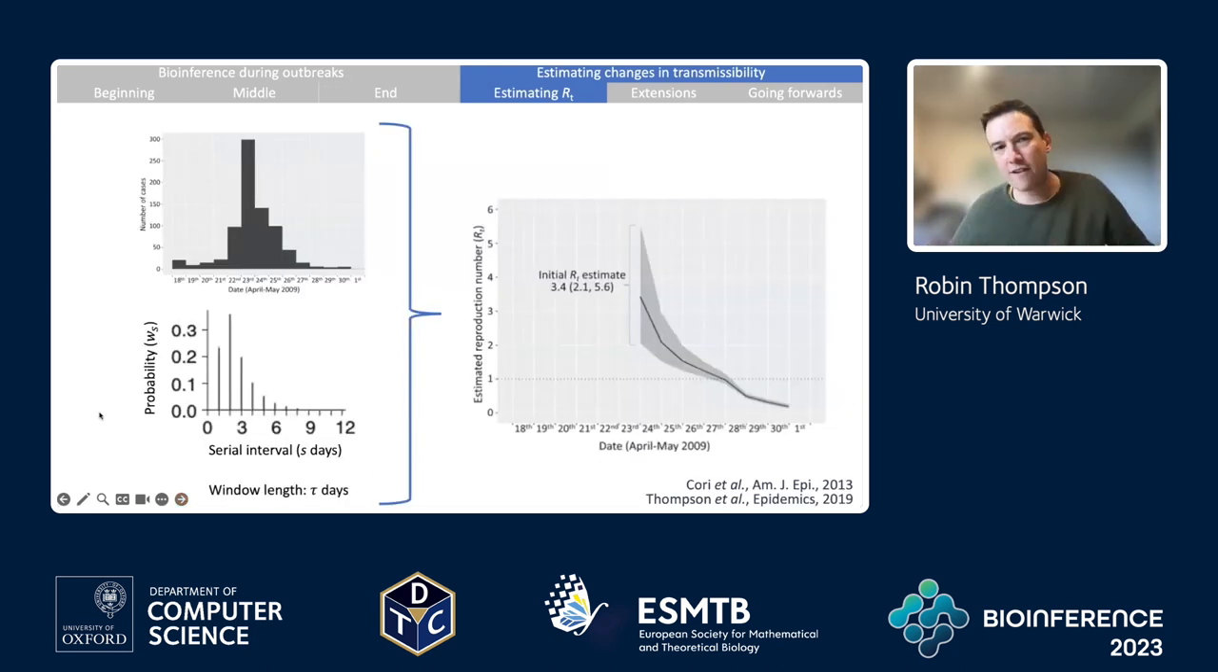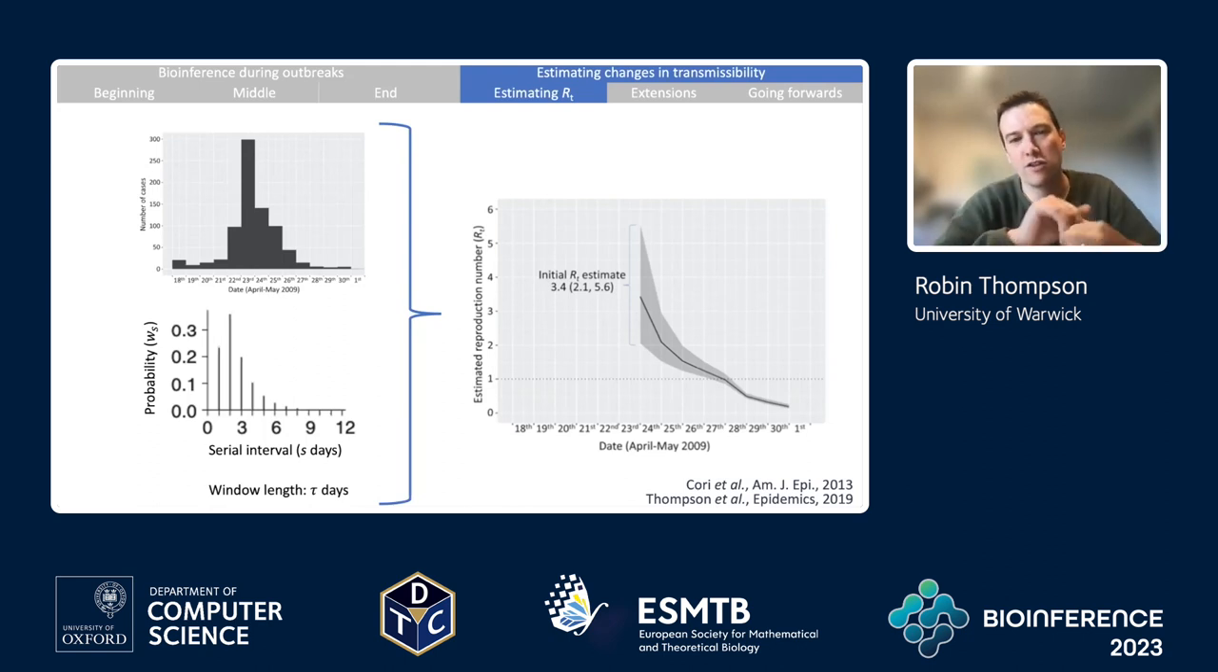So then we've got a very basic framework for estimating the time-dependent reproduction number. What the framework does is it allows us to feed in a data set of the number of cases we see every day during an infectious disease outbreak. It allows us to feed in an estimate, so a distributional estimate, of the serial interval. And then we have to make a choice as to this window length, tau, so the window length over which we assume the time-dependent reproduction number is constant.